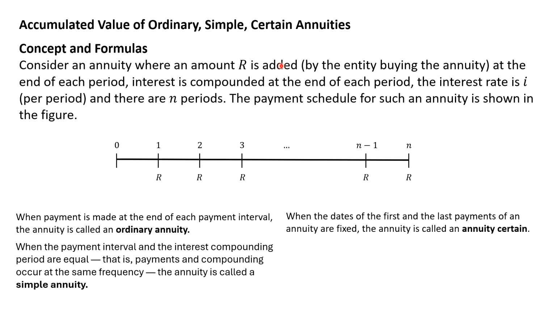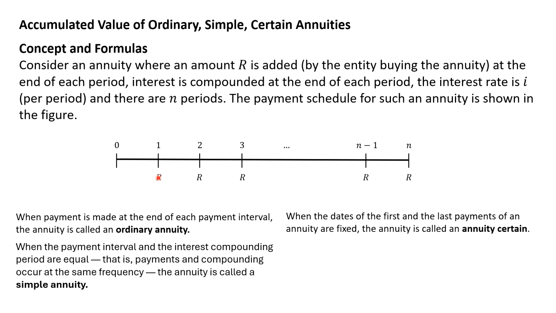Our first case, we're going to look at ordinary, simple, certain annuities. And just to remind you, out of all our definitions, I have them down here again at the bottom, at least the three that pertain to this. When payment is made at the end of each payment interval, the annuity is called ordinary. You can see here we're making a payment of R at the end of interval 1, 2, 3, up to N. When the payment interval and the interest compounding are equal, that is, payments and compounding occur at the same frequency, the annuity is called a simple annuity.